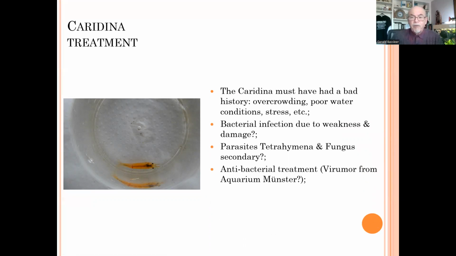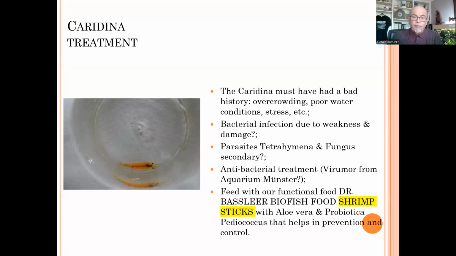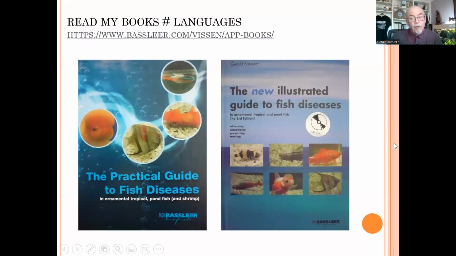And you can use an antibacterial treatment. For instance, Virumor from Aquarium Münster might be a help, or other antibacterial products you can find in the pet shop. At the same time, you can try to feed with our functional Dr. Bassleer Biofish Food shrimp sticks that contain aloe vera that protects the shrimp and probiotics that stimulate the immune system. Things that all help to keep your shrimp in the best condition. So learn your lessons from these kinds of problems that can also appear with ornamental shrimp.